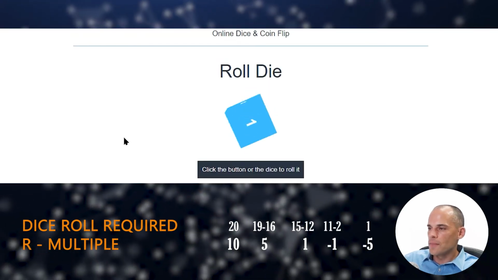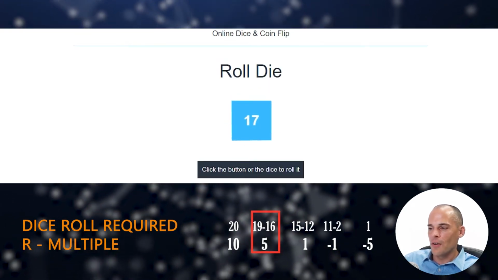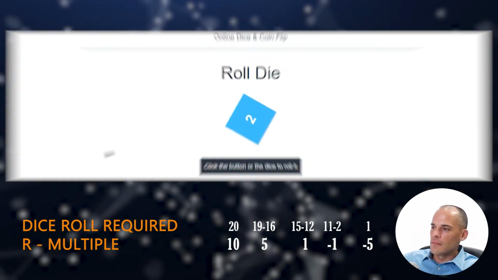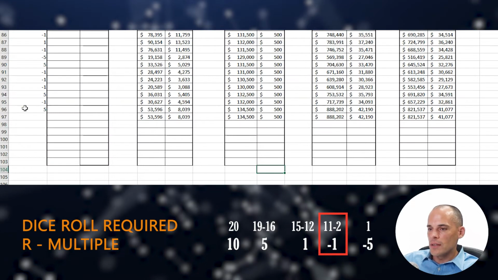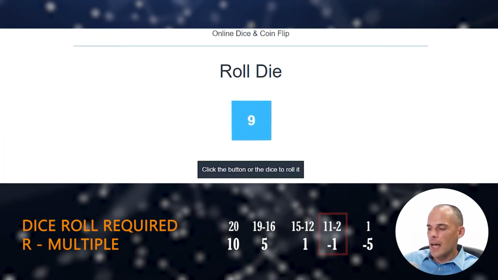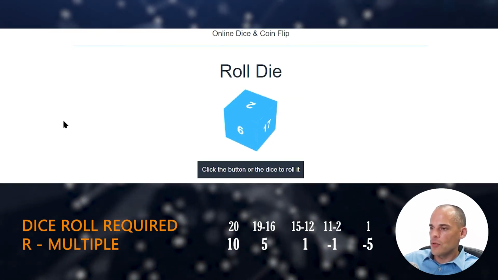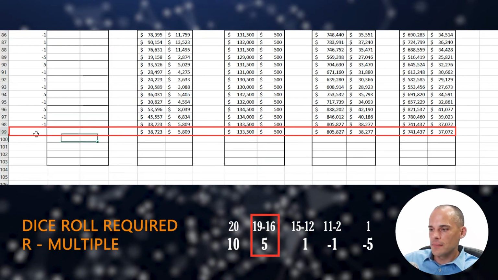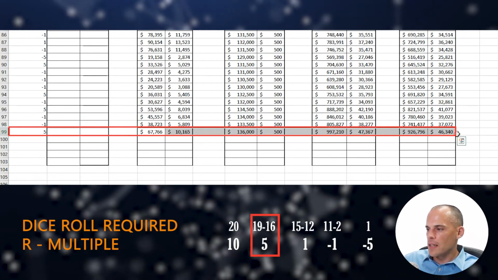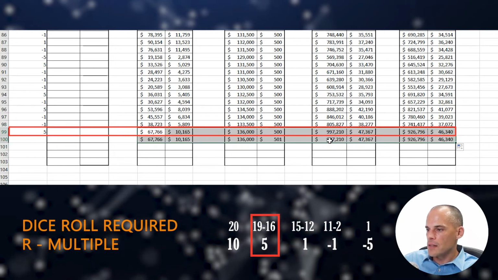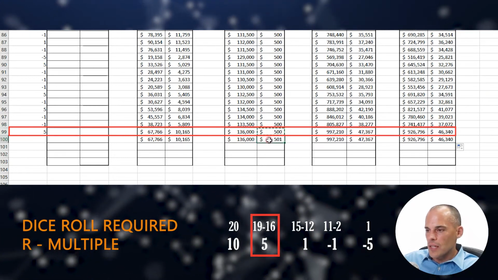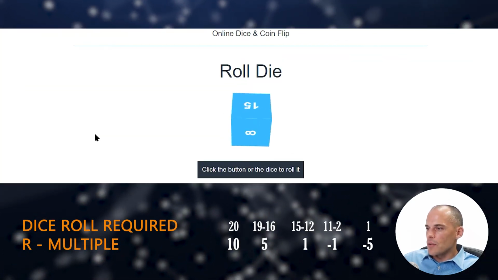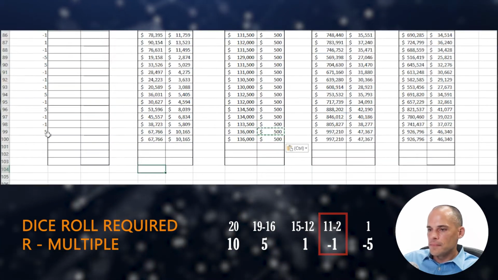Okay, next roll. Come on, give me a... all right, there we go. 17 gives us a +5. A 5 is a -1. 9 is a -1. Next roll. 18 is a +5. I'm going to go ahead and complete it down to here. Once we get to the bottom of this section, this is 100. Almost there, folks.